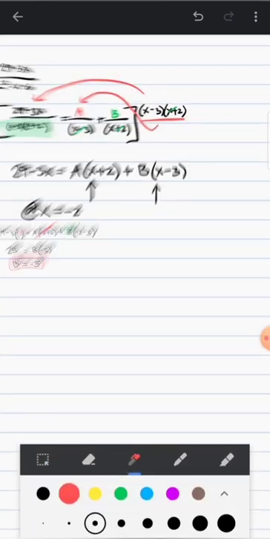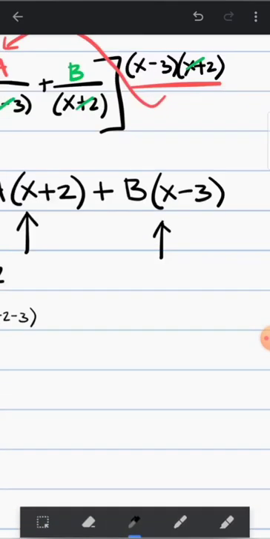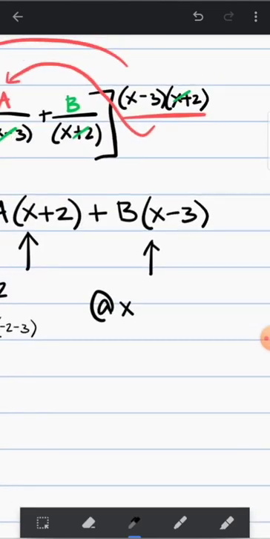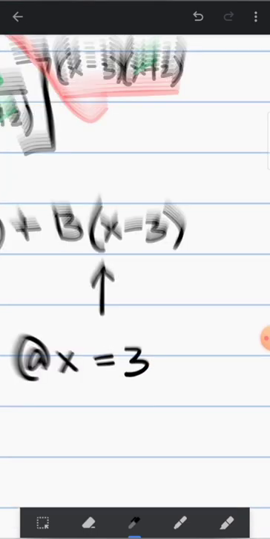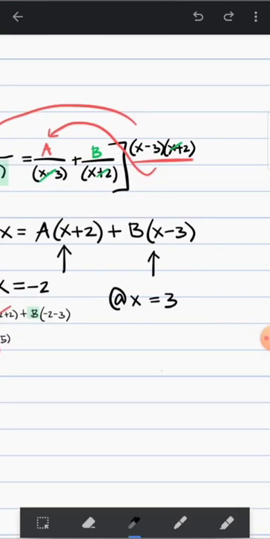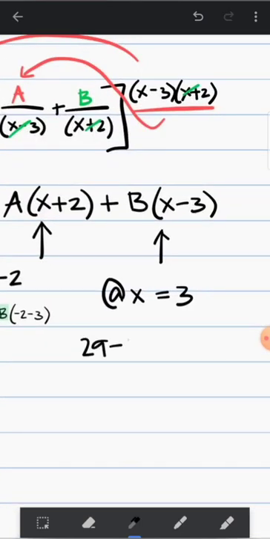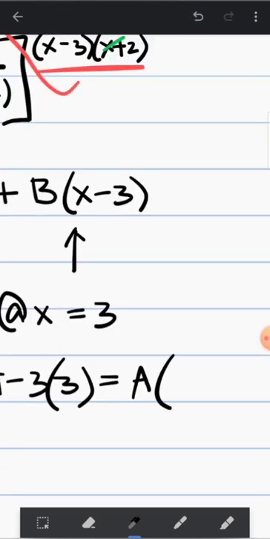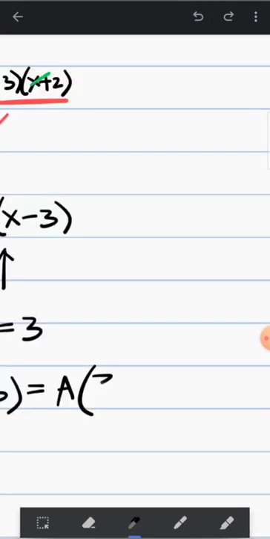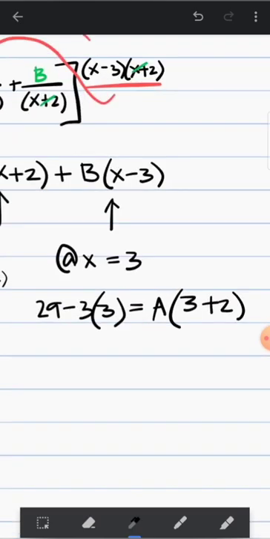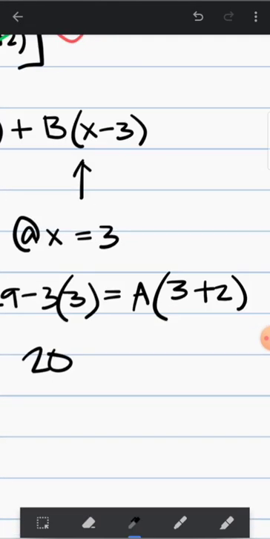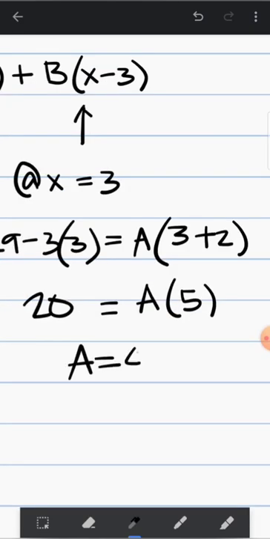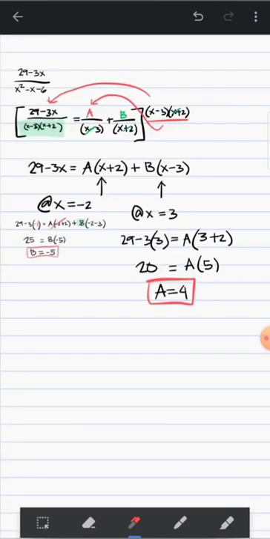Again, let x be some value. Let x be positive 3, so that we can cancel this b out. With that, 29 minus 3 times 3, that's our x, is equal to a times x plus 2, or 3 plus 2. Then 29 minus 9 is 20, and that's equal to a times 5. And so a is equal to 4. So we've got the value of a and b.